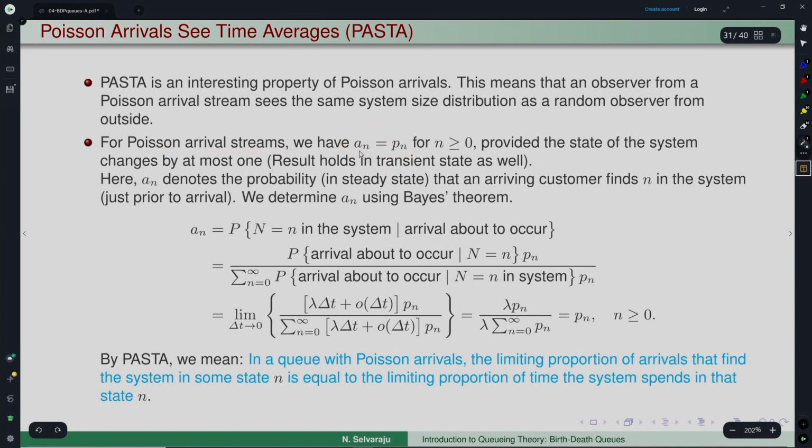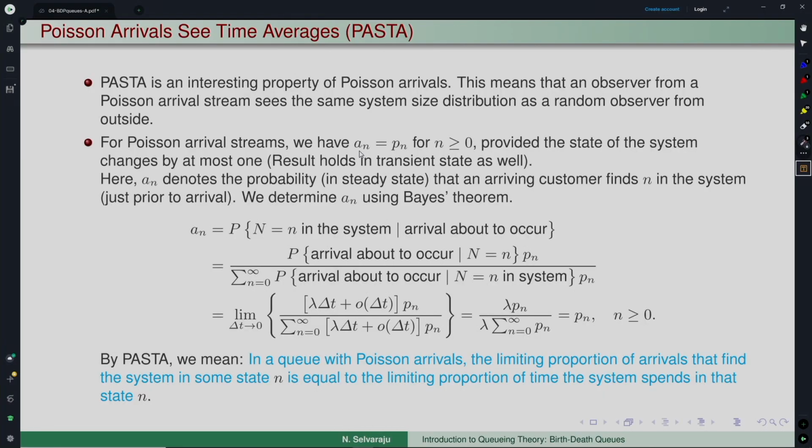Pn we already know is the probability of observing the system at a random point of time, right. It does not specify at what time you look at the system and then you will get to observe n in the system. The system is in equilibrium, and a random observer looking at the system at a random point of time is what will give you the probabilities Pn. An is basically the arrival instant observations of the system and the corresponding probability.